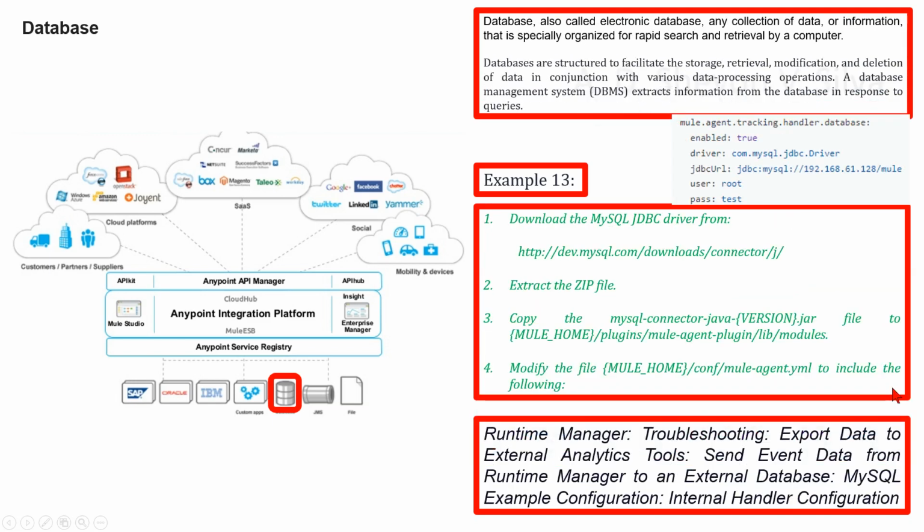Now we are considering the internal handler configuration in the MySQL example configuration, in sending event data from Runtime Manager to an external database, in exporting data to external analytics tools, in troubleshooting in Runtime Manager. Download the MySQL JDBC driver from the MySQL download page for Connector/J and extract the zip file. Copy the MySQL connector Java version .jar file to MULE_HOME/plugins/mule-agent-plugin/lib/modules. Modify the file MULE_HOME/conf/mule-agent.yml to include the following.